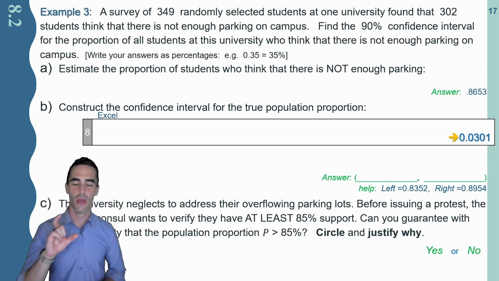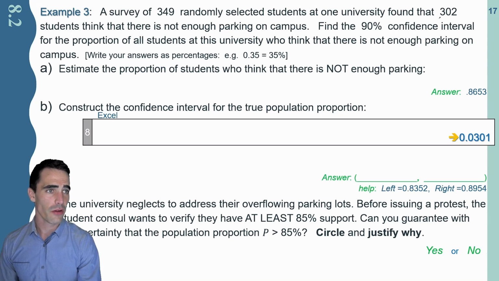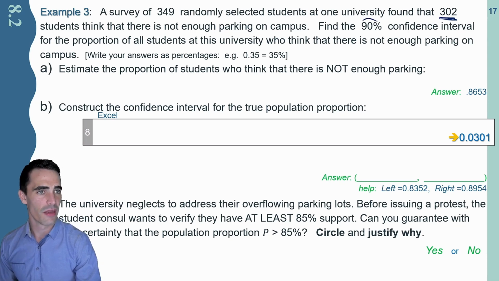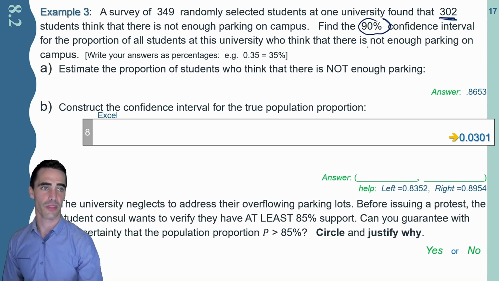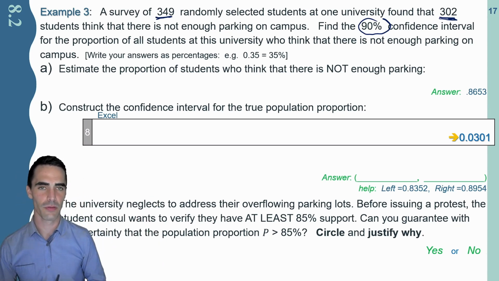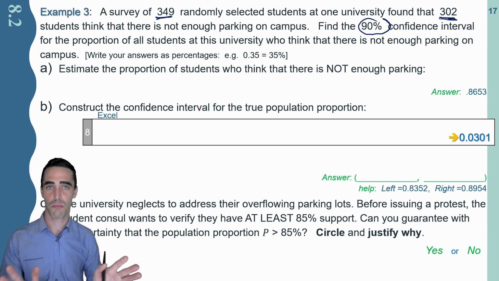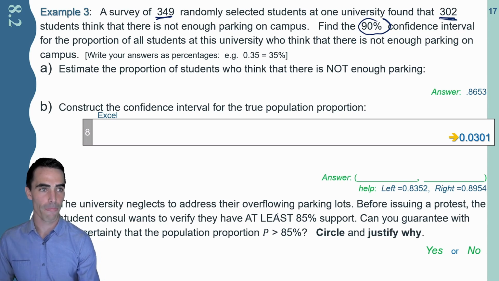Next example. A survey of 349 randomly selected students at one university found that 302 students think that there is not enough parking on campus. Classic. Find the 90% confidence interval for the proportion of students at this university who think that there is not enough parking on campus. Again, these 349 people are anecdotal, right? 302 people's opinion doesn't necessarily hold much weight, but if we can project that onto everyone, well, then we can say, look, this is the very popular opinion. This is the proper proportion of people who think that there should be a change.